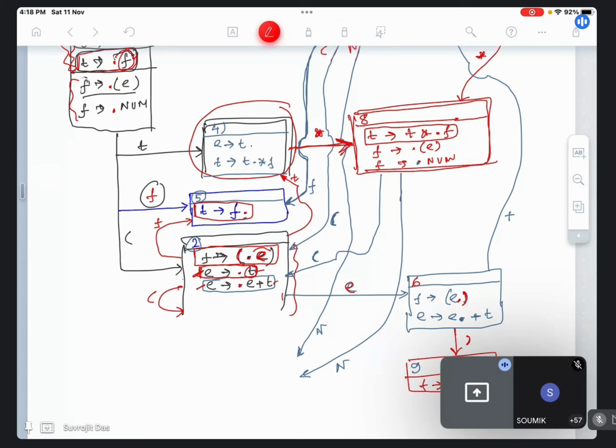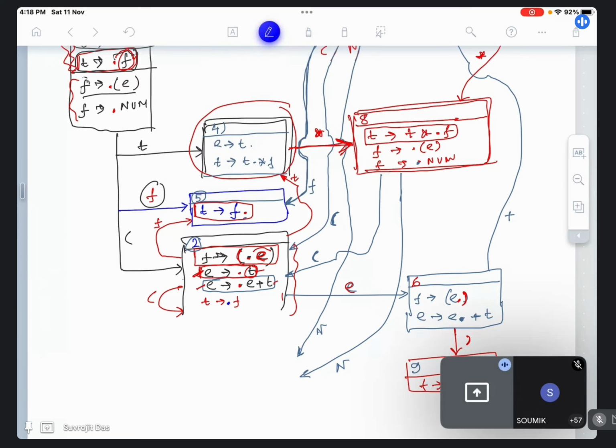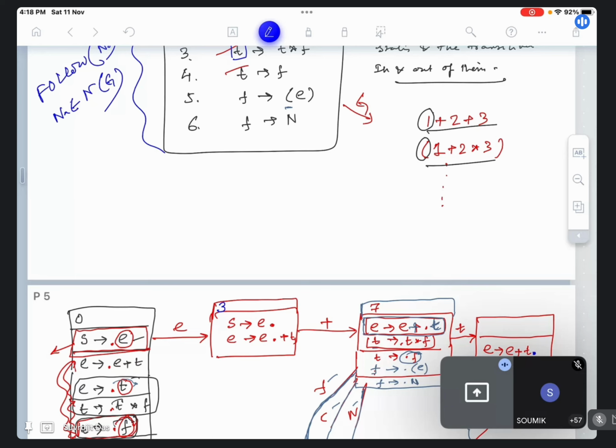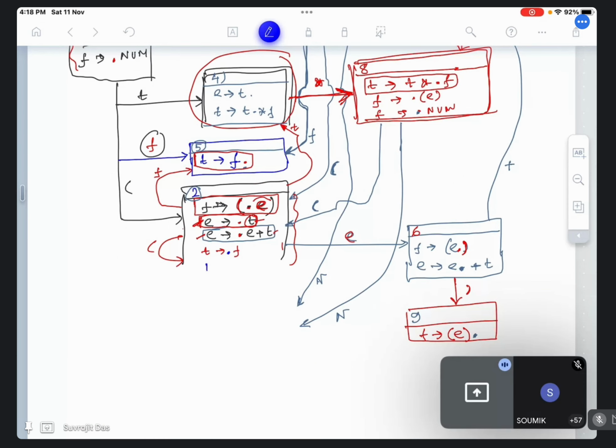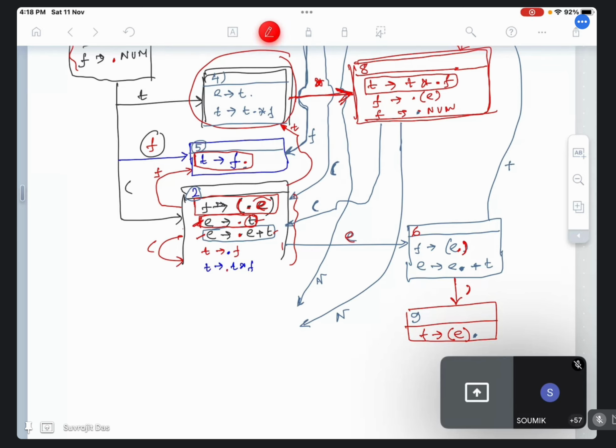Since T is on the left, I must add T goes to F, this transition, and put a dot at the leftmost to indicate that nothing has started. I must also add another T transition that had T on the left. So T goes to T star F. We must add T goes to T star F and not forget to put the dot at the leftmost, right?